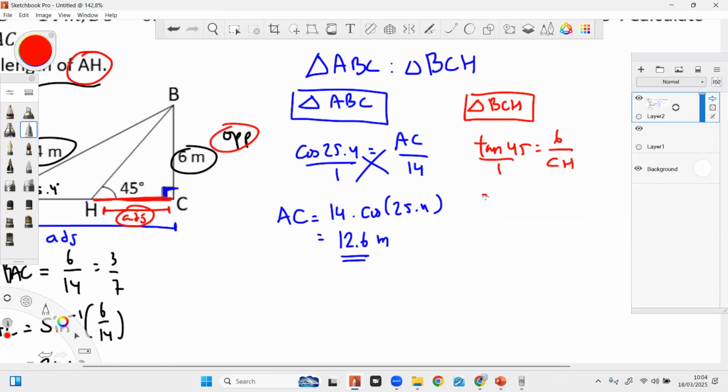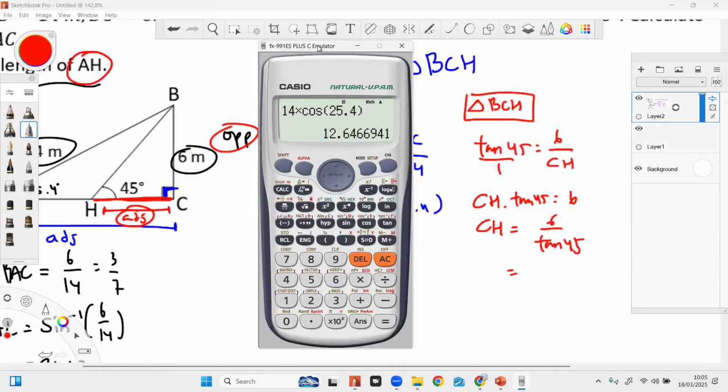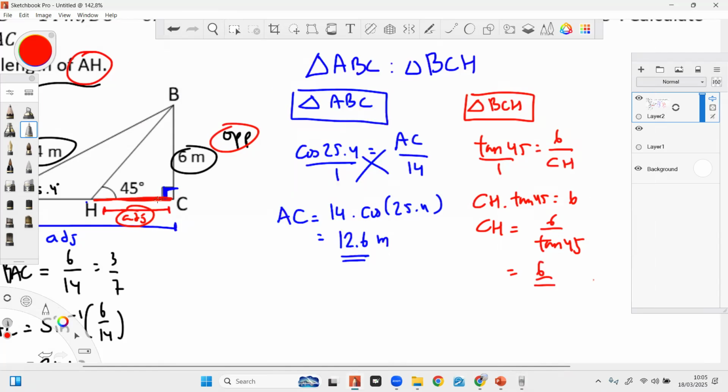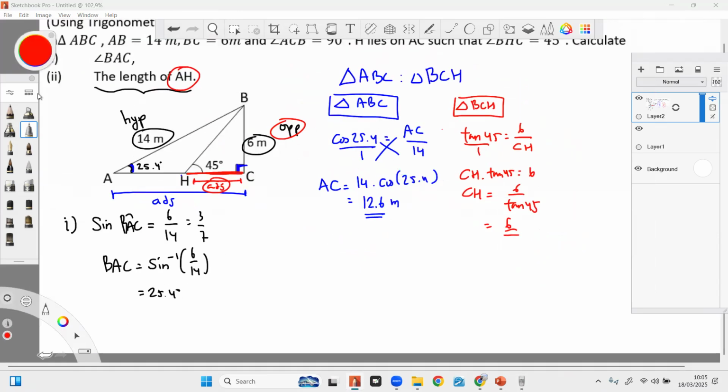Cross multiply. CH times tan 45 equals 6. So CH equals 6 over tan 45. You make this the subject using algebraic rules. Tan 45 is 1, so it is 6 only. Okay, we get CH. All done, one more step.